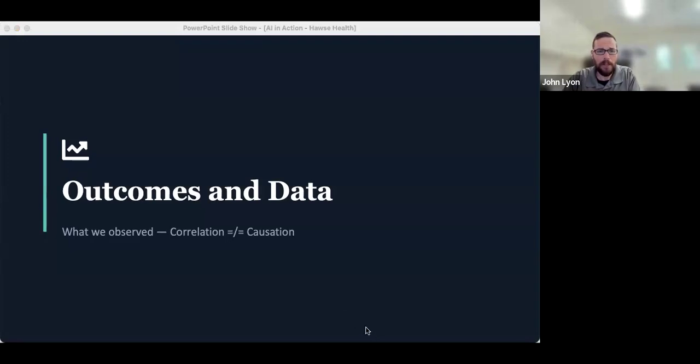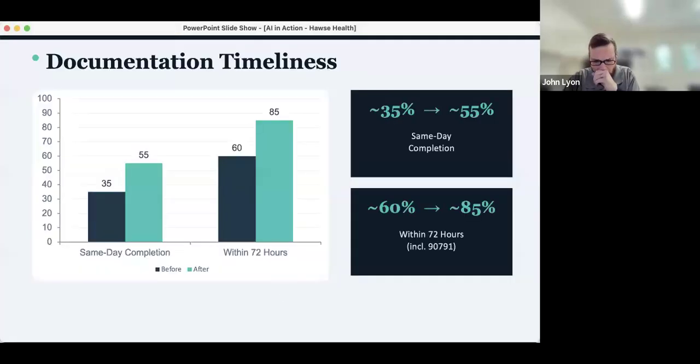The outcomes and data, what we observed. Correlation is not equal to causation. Before we had implemented ambient AI, our same day completion rate was about 35%. Not the worst, but far from where we want it to be. As of, I believe, data through March of this year, our same day completion rate is now around 55%.